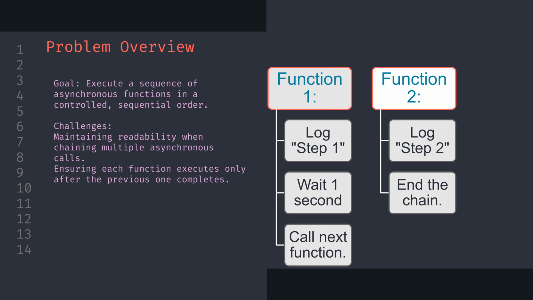The problem involves managing a sequence of asynchronous functions. For example, if function 1 logs a message, waits for a second, and then moves to function 2, we need a clean way to ensure this order is maintained.